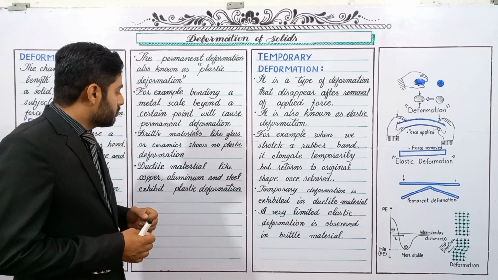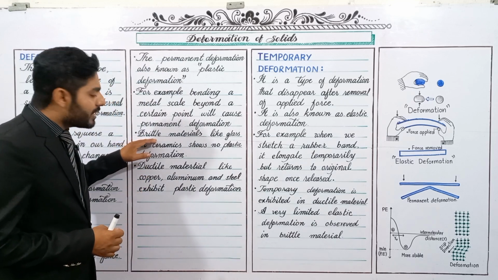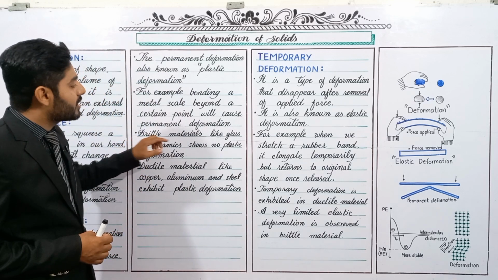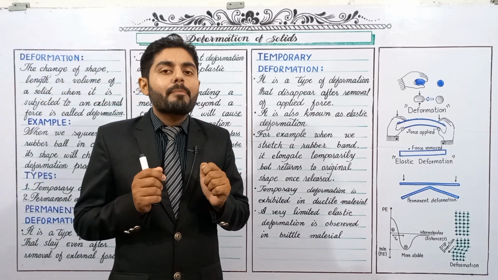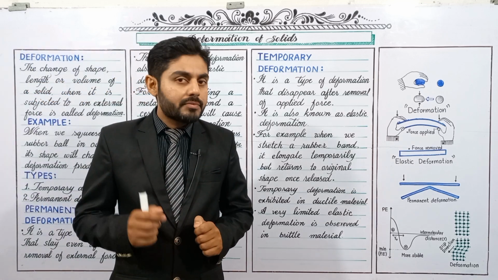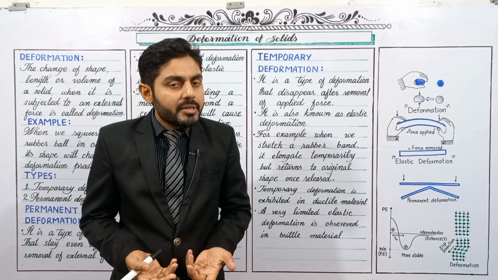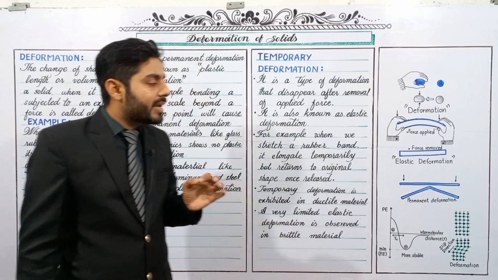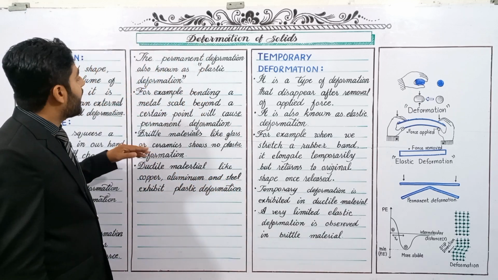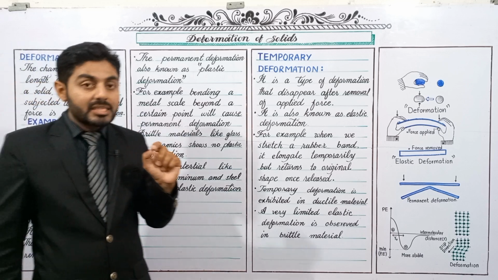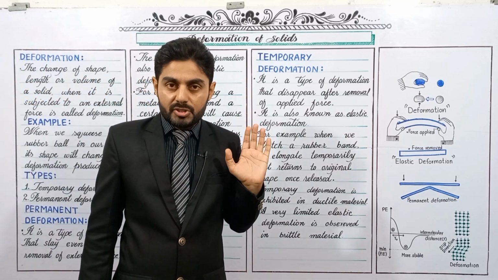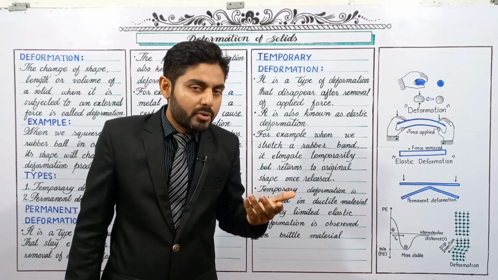So in brittle materials like glass and ceramics, there is no plastic deformation because when you apply the force, it will break into pieces. So we cannot observe plastic deformation or permanent deformation in the brittle material. Remember that plastic deformation is also known as permanent deformation. It is a second name you can say.